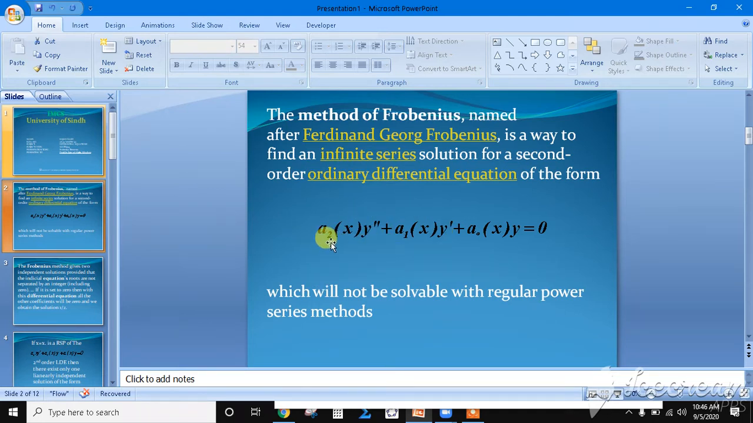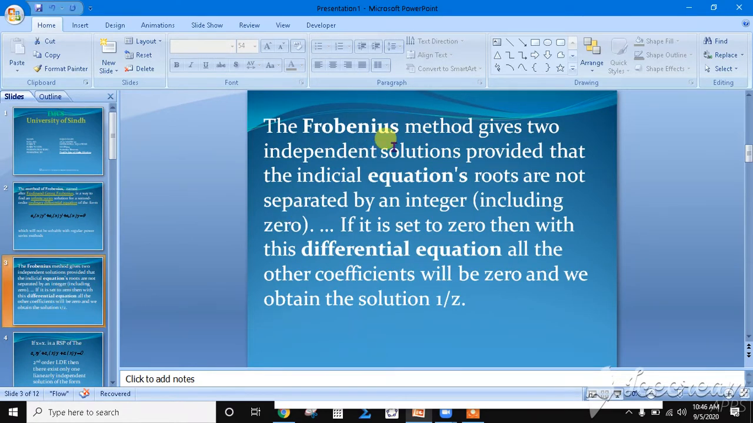So the point where a2(x) is zero is a singular point. That's why we use the method of Frobenius, and the method of Frobenius gives two independent solutions. Note that independent solutions are provided when the indicial equation's roots are not separated by an integer, including 0. If it is set to 0, then with this differential equation all the other coefficients will be 0, and we obtain the solution.